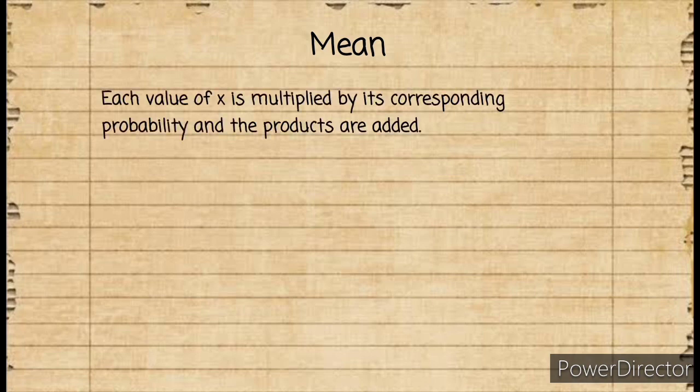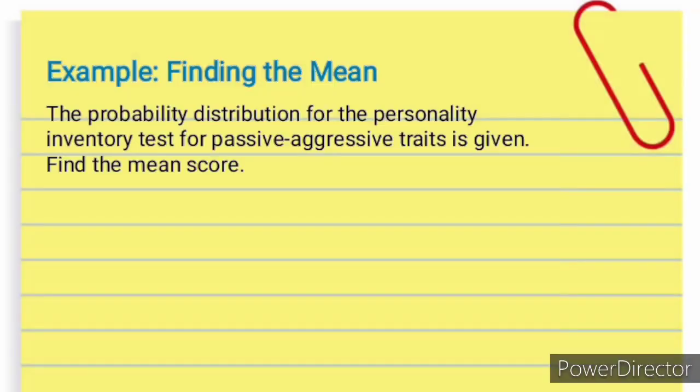Mean. In finding the mean of a discrete probability distribution, multiply the value of x to its corresponding probability and the products are added, such that mean is equals to the summation of x times the probability of x. Let me give you an example in finding the mean. The probability distribution for the personality inventory test for passive-aggressive traits is given. Find the mean score.